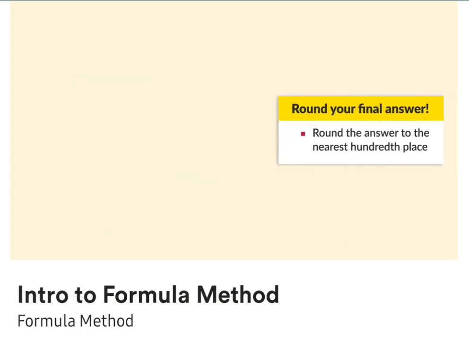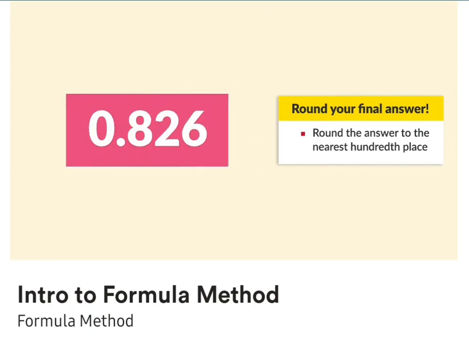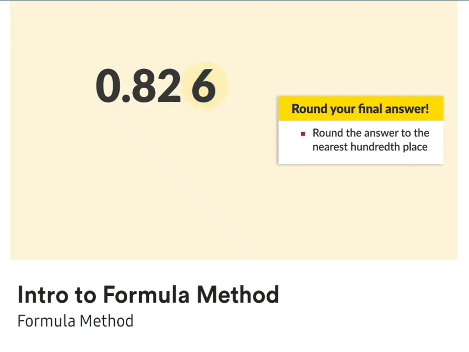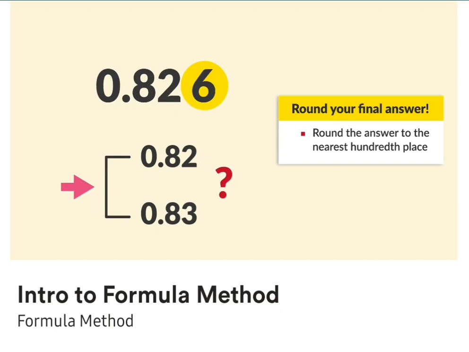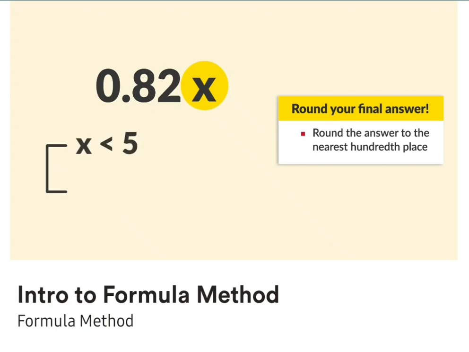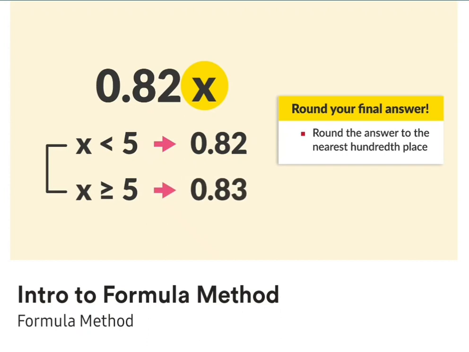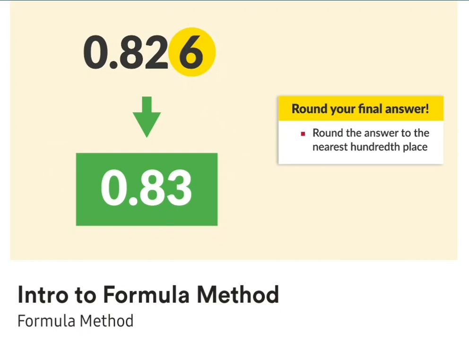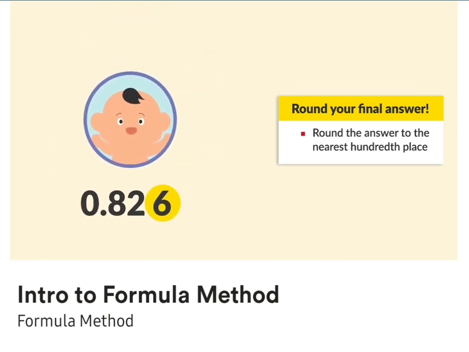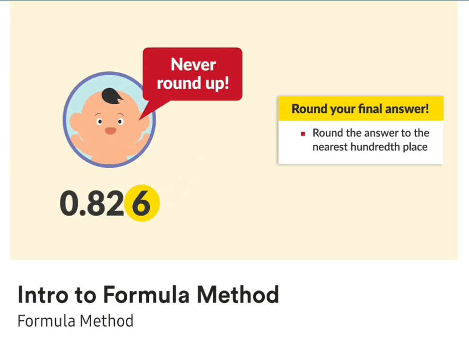Okay, now let's talk about rounding your final answer. For example, you calculate a dose that is 0.826, and the question instructs you to round the answer to the nearest hundredth place. Therefore, the number in the thousandth place is utilized to determine if your final answer is 0.82 or 0.83. Now, if the number in the thousandth place is less than 5, then your answer is 0.82. However, if that number is 5 or greater, then we just round up to 0.83. So your final answer is going to be 0.83. Now, when calculating a dose for a pediatric client, you're never going to round up. Therefore, for this example, the correct answer is 0.82.